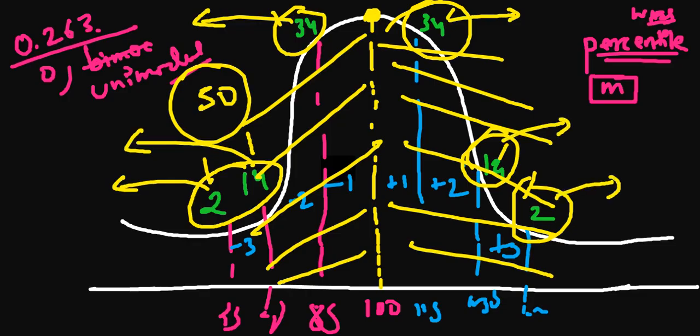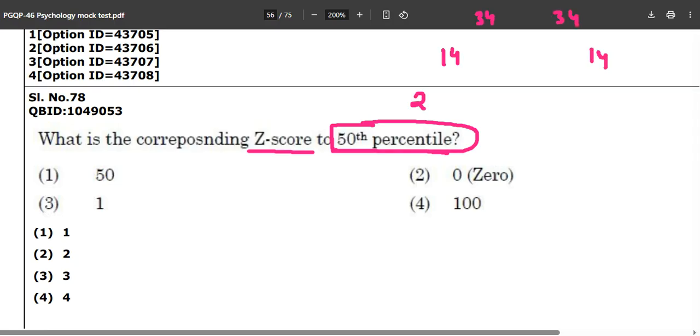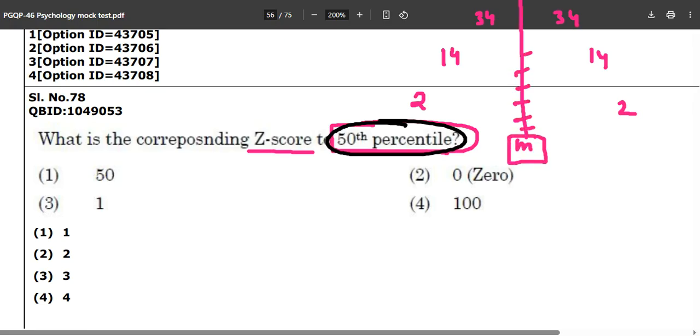What they are asking is, let's find out the corresponding Z score to the 50th percentile. First of all, you have to identify where the 50th percentile is. You have told me 2 is the percentile, 14, 34, then the next 34, 14, and 2. How do we find the 50th percentile? It will always lie in the middle, at the mean, median, mode. Just add 14 plus 2, 16, plus 34. This is called the 50th percentile.